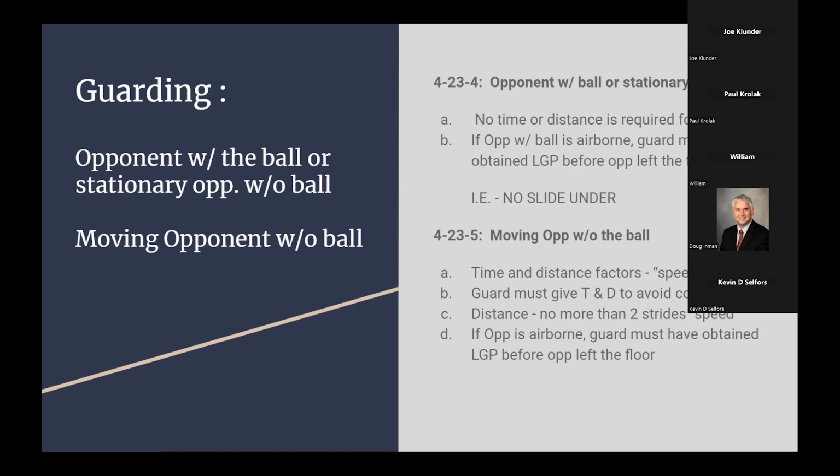and no legal guarding position. The other portion is a moving opponent without the ball. Time and distance are factors. You must give time and distance to avoid contact, no more than two strides at the current speed. And then once again, if the opponent is airborne already, you must have attained the legal guarding position before they left the floor. So any questions so far? Comments from anybody else?